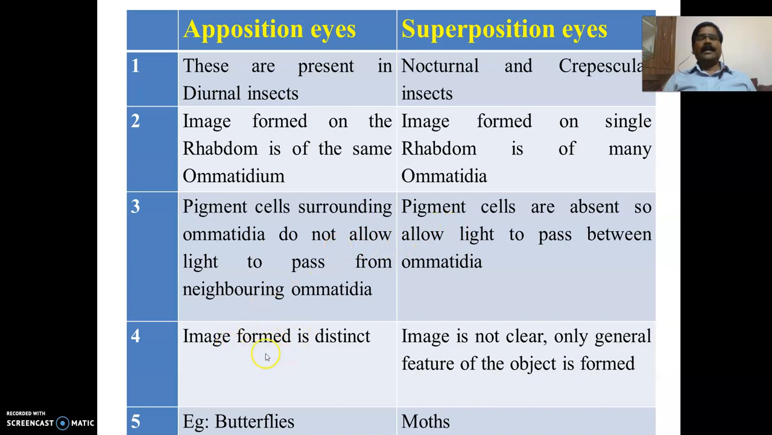And here the image formed is very distinct, that means it is very clear. The image formed is very distinct and clear. Now here the image formed is not clear, and the insects can see only the general features of the object. It is not the real image. Examples are butterflies for apposition, and here the example is moths.